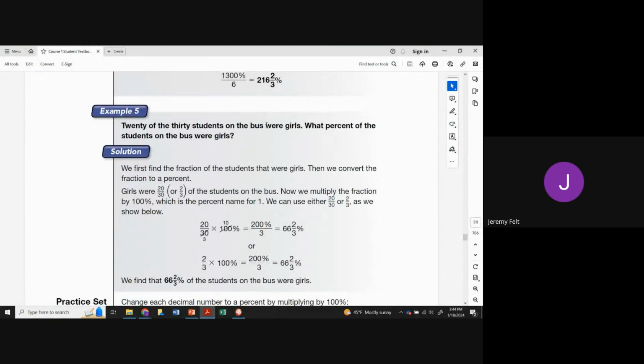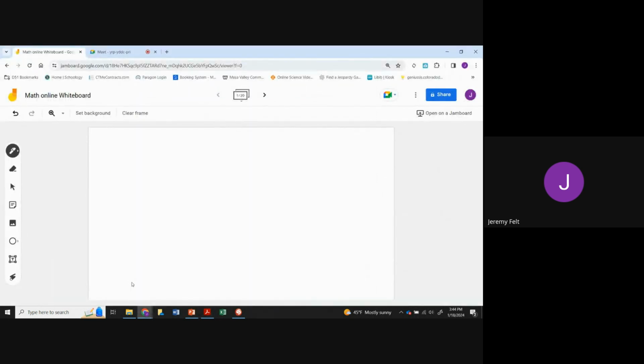20 of the 30 students in the bus were girls. What percent of students in the bus were girls? 20 of the 30, so we can reduce that down to 2/3 were girls. Multiply this by 100, so 200 over 3.